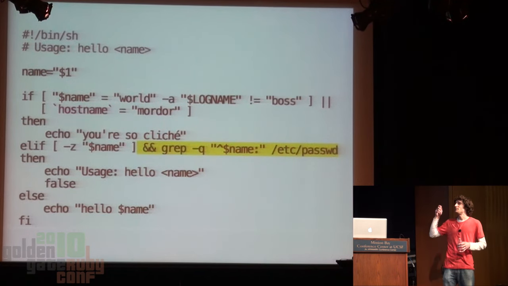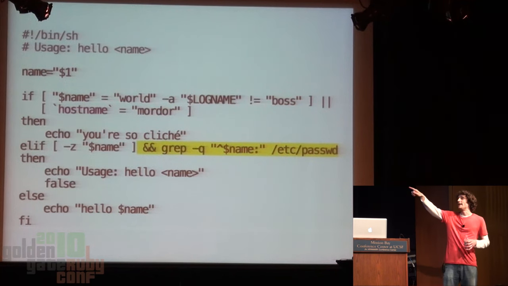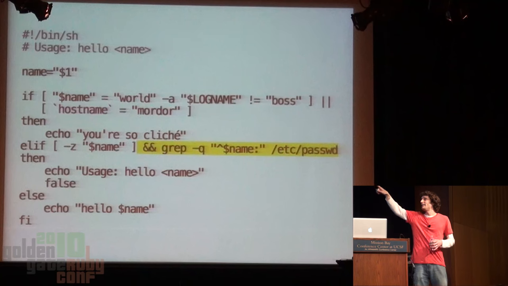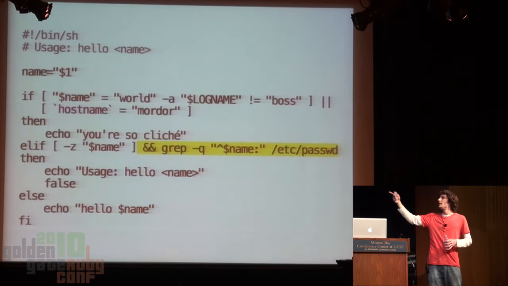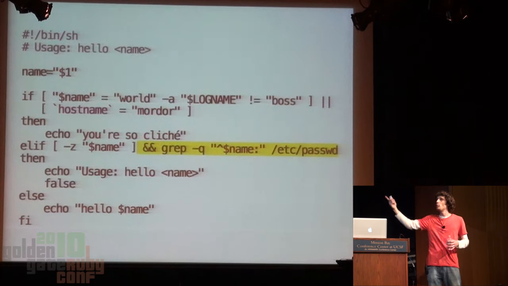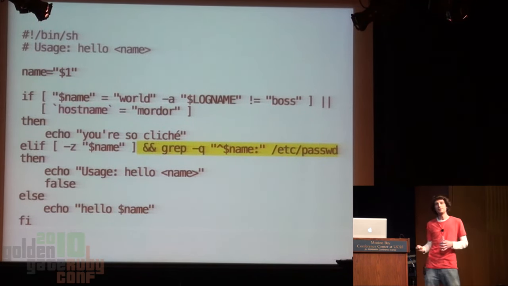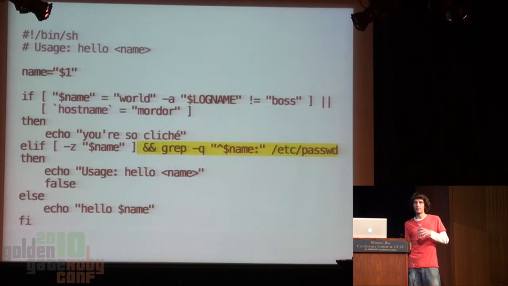Now, this is where I get just insanely mad at this language. Because now we have another and, but it's different than the one up there. Up there, it's dash A, and down here, it's two ampersands. And not only that, but there's just a grep, and there's no brackets around it. So we've got stuff in brackets, we've got stuff outside of brackets. There just doesn't seem to be any rhyme or reason to how this language is working. And so this can be extremely frustrating.